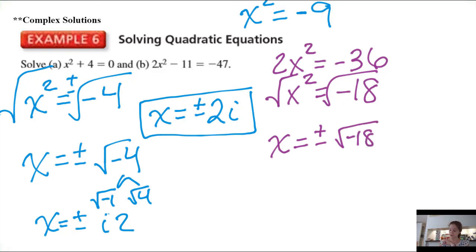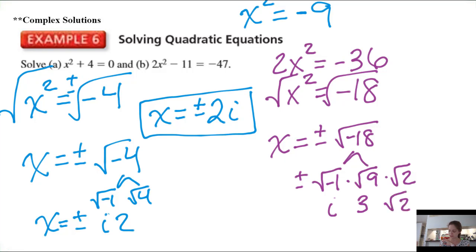We can simplify the square root of -18 as the square root of -1 times the square root of 9 times the square root of 2. We still have this plus or minus. This is i, 3, radical 2, plus or minus. I'll rewrite this as x equals plus or minus 3i radical 2.